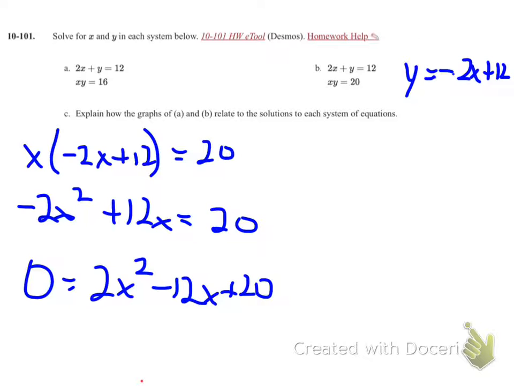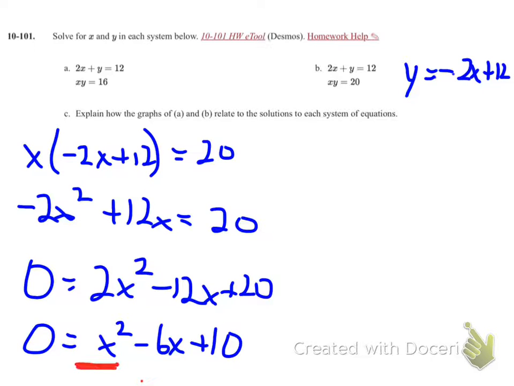Again, dividing everything by 2: 0 equals x squared minus 6x plus 10. This problem cannot be factored, so I can do a couple different things. I could either complete the square, or I could use the quadratic formula. I'm going to complete the square on this one because my leading coefficient is 1, and I have an even number for my b value, so it should be pretty easy to complete the square.